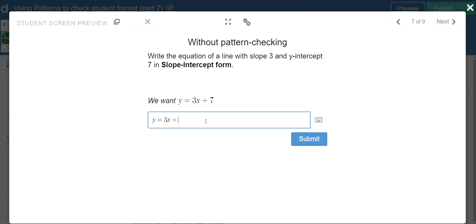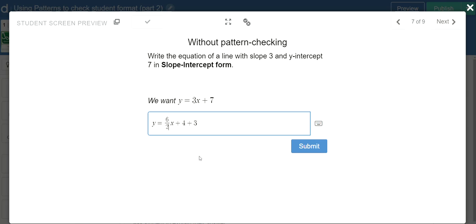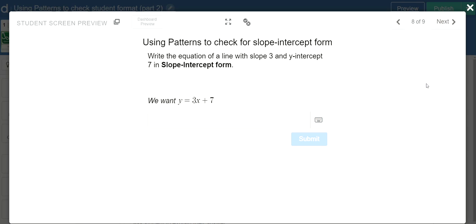For example, this has the equivalence of 3x plus 7 on the right-hand side of the equation, but it's not really the format we want. Likely here, just like this, with this 3, I could have 6 divided by 2, and that's equivalent to 3x plus 7. But again, we don't want that format. We want students to demonstrate they understand a specific format. So we can go into pattern finding again and checking patterns to make sure that that is done correctly.